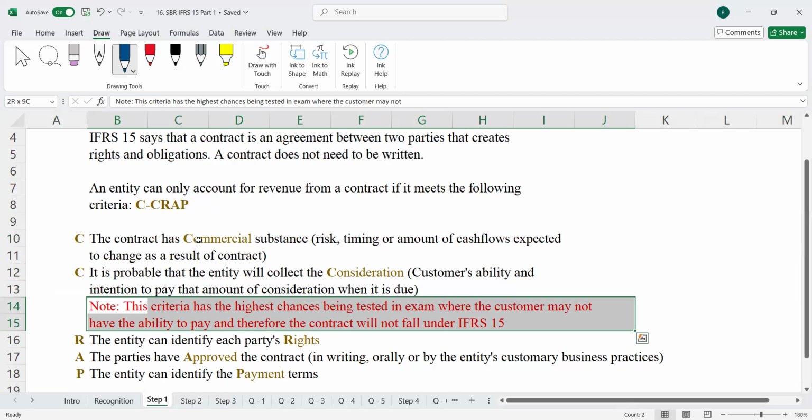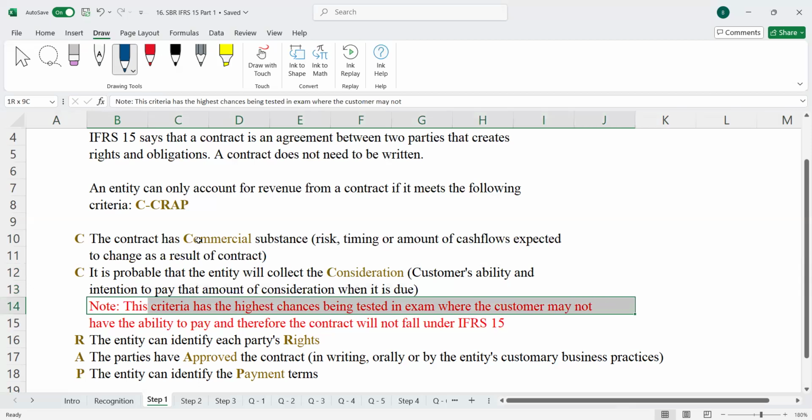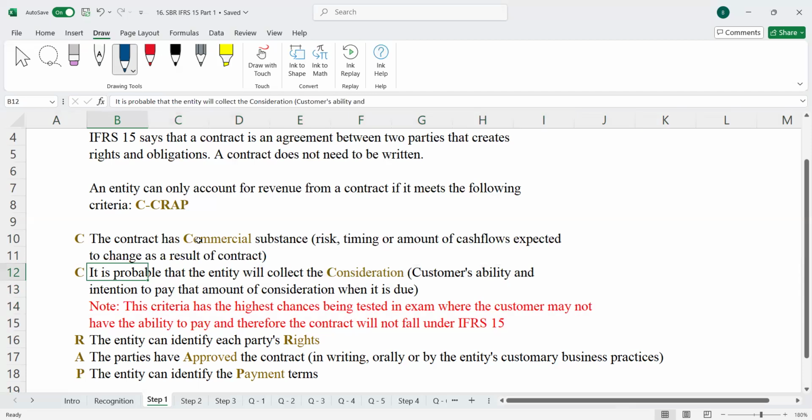So it is probable that the entity will collect the consideration, that is, money from the customer, based on the customer's ability and intention to pay that amount of consideration when it is due. This criterion has the highest chance of being tested in the exam, where the customer may not have the ability to pay, and therefore the contract will not fall under IFRS 15. You will have to look for information in the question regarding the customer's ability and intention to pay.